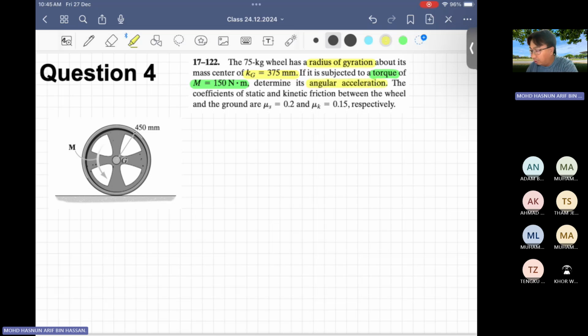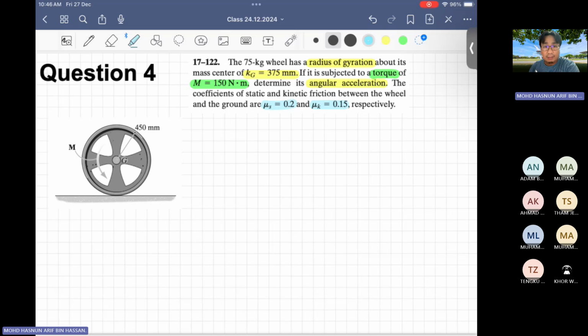So we want to calculate the alpha of this wheel, and the coefficient of static and kinetic friction between the wheel and the ground are mu s 0.2, mu k 0.15. This is the difference between this problem, this question, and the previous question that we have calculated.